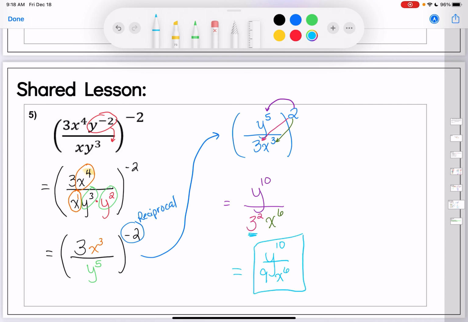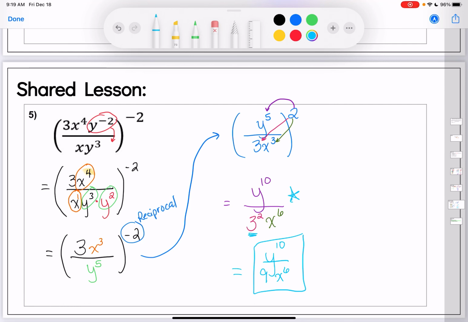Now again, on that one, you could have distributed your negative 2: 3 to the negative 2nd, x to the negative 6th, y to the negative 10th down at the bottom. And then all three of those exponents would be negative, so you would move them all and you'd end up right back here. And then taking care of your 3 to the 2nd power, you get the same answer. So either way that you did that would be perfectly fine. I don't think one is necessarily shorter than the other. It's just whichever way makes sense to you.